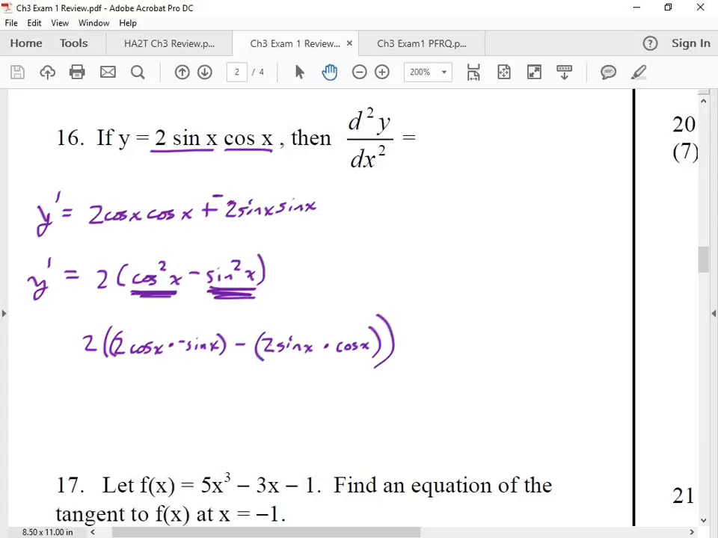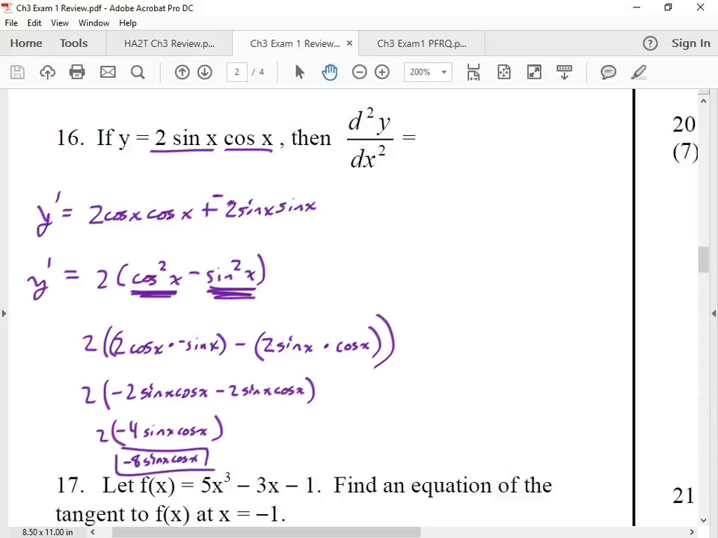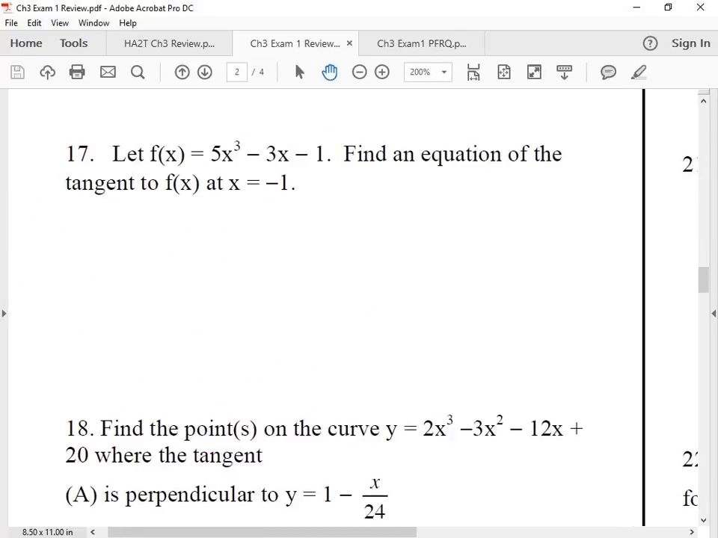Wow. Okay, let's clean this up a little bit. We have negative 2 sine cosine minus 2 sine cosine. Oh, those are like terms, aren't they? So I get negative 4 sine cosine. And then I have to multiply it by 2, so I get negative 8 sine x cosine x. There's your second derivative. Don't forget, I'm not going to do this one all the way. Your calculus point slope form equation looks like this.